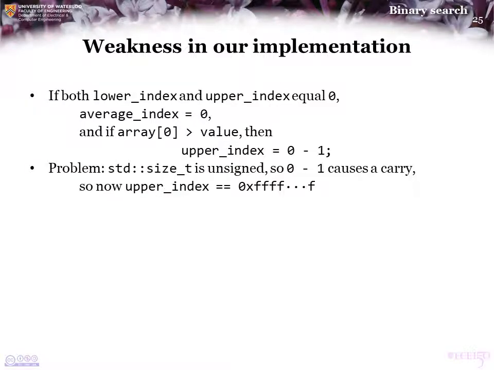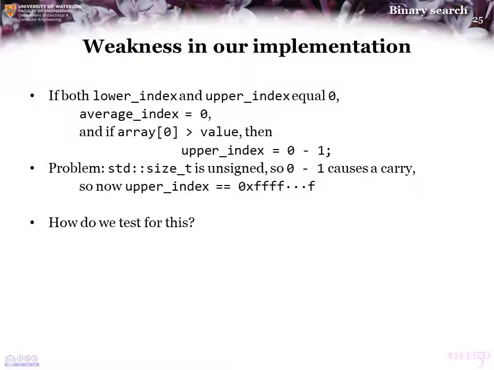Problem: standard size t is unsigned. So 0 minus 1 is going to cause a carry. In other words, it will loop around to being the largest possible value that can be stored in a local variable of type standard size t, which happens to be a very large number. It's either 2 to the 32 minus 1 on a 32-bit computer or 2 to the 64 minus 1 on a 64-bit computer.